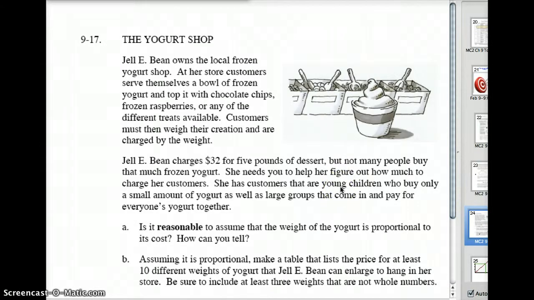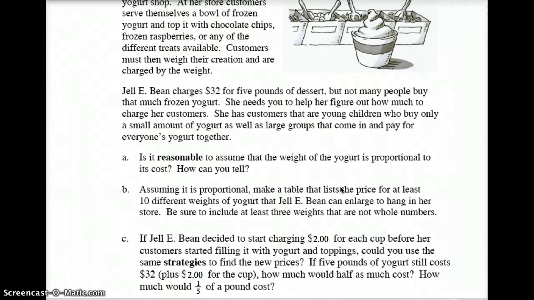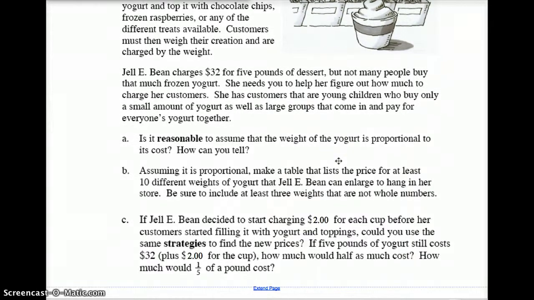Number 17, this is one of my favorite problems. The yogurt shop. Okay, so the yogurt shop, it's called Jelly Bean, charges $32 for 5 pounds of dessert. The problem is 5 pounds of dessert is a lot of yogurt.